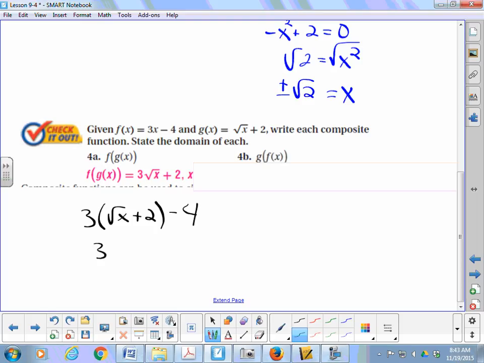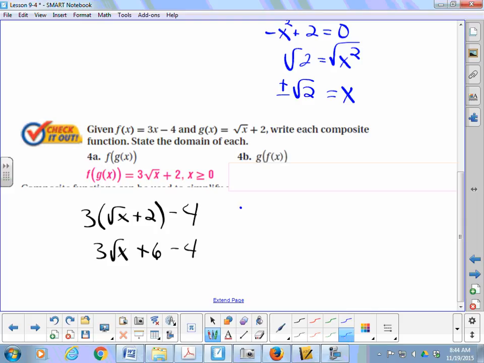So we distribute the 3. We get 3 square roots of x plus 6 minus 4. And 6 minus 4 is 2. So 3 square roots of x plus 2. Now, we can't take the square root of a negative number. So that means that x must be greater than or equal to 0.